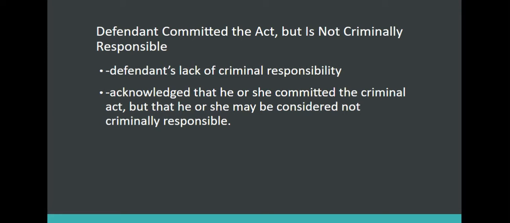Now, using these defenses does not necessarily mean the defendant is going to get off scot-free, but it might mean the difference between a death penalty and life in prison, or life in prison and some other prison term. Or maybe even, we're not going to send you to prison, but we are going to put you in an institution for your health. Okay.